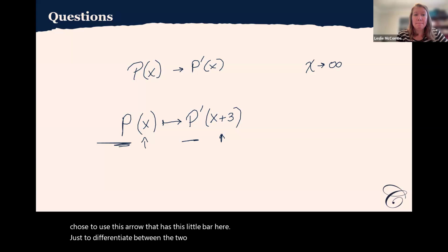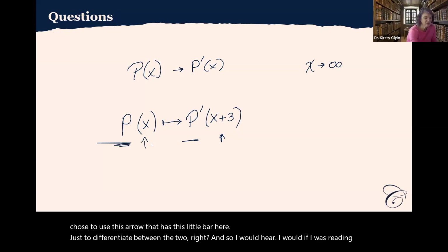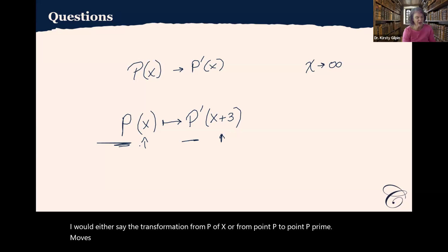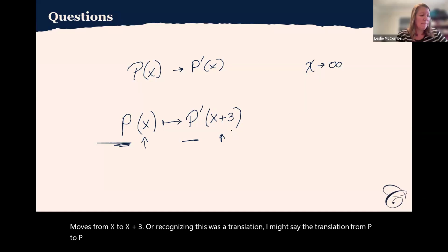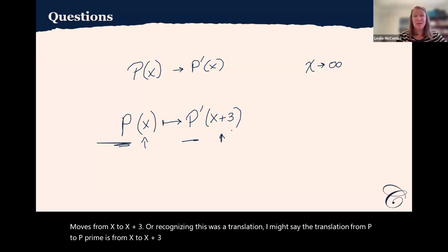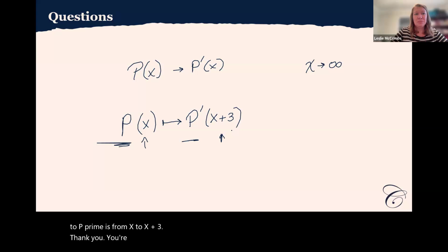And so if I was reading this, I would either say the transformation from P of X, or from point P to point P prime, moves from X to X plus 3. Or recognizing this was a translation, I might say the translation from P to P prime is from X to X plus 3. Perfect. That makes sense. Thank you for clarifying. You're welcome.